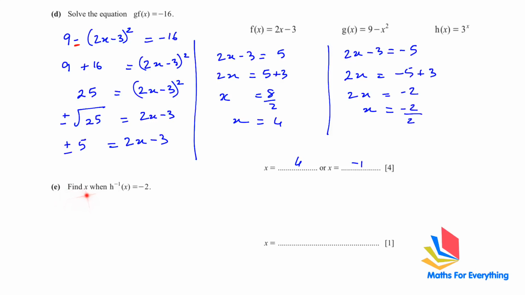Next, find x when h inverse x is equal to negative 2. Usually when we have to find the inverse of a term where the power is having x, we have to put logs and solve. But for IGCSE, you just need to know that if the inverse is equal to something and you have the h of x, in place of x, just put whatever the number is equal to. So it will be 3 to the power of negative 2, and your answer is 1 over 9. Do remember this comes quite often.